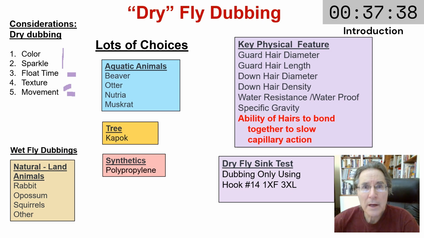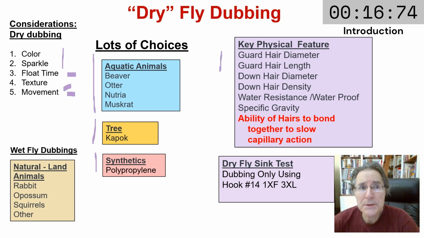We're going to start with the aquatic animals. We use those for dry fly fibers because the land animal furs tend to sink really quickly and absorb water. We're also going to look at the kapok tree and one synthetic, which is polyurethane, also known as Fine and Dry. The texture of your fly is determined by the guard hairs, and we're going to look into those.